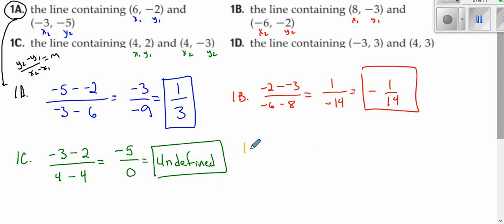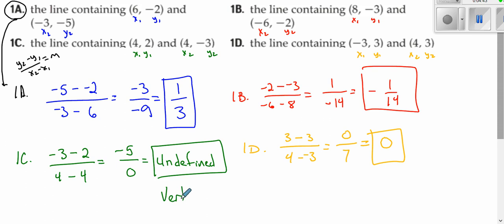Finally, 1D. Line containing these points. Okay, so let's do the same thing. Here's my first x, here's my first y, here's my second x, here's my second y. So y2 minus y1 over x2 minus x1. 3 minus 3 is 0. 4 minus a negative 3 would be 4 plus 3, which is 7. 0 divided by anything is 0. This one has a slope of 0. Like we talked about before, undefined was a vertical line. Slope of 0 would be a horizontal line.